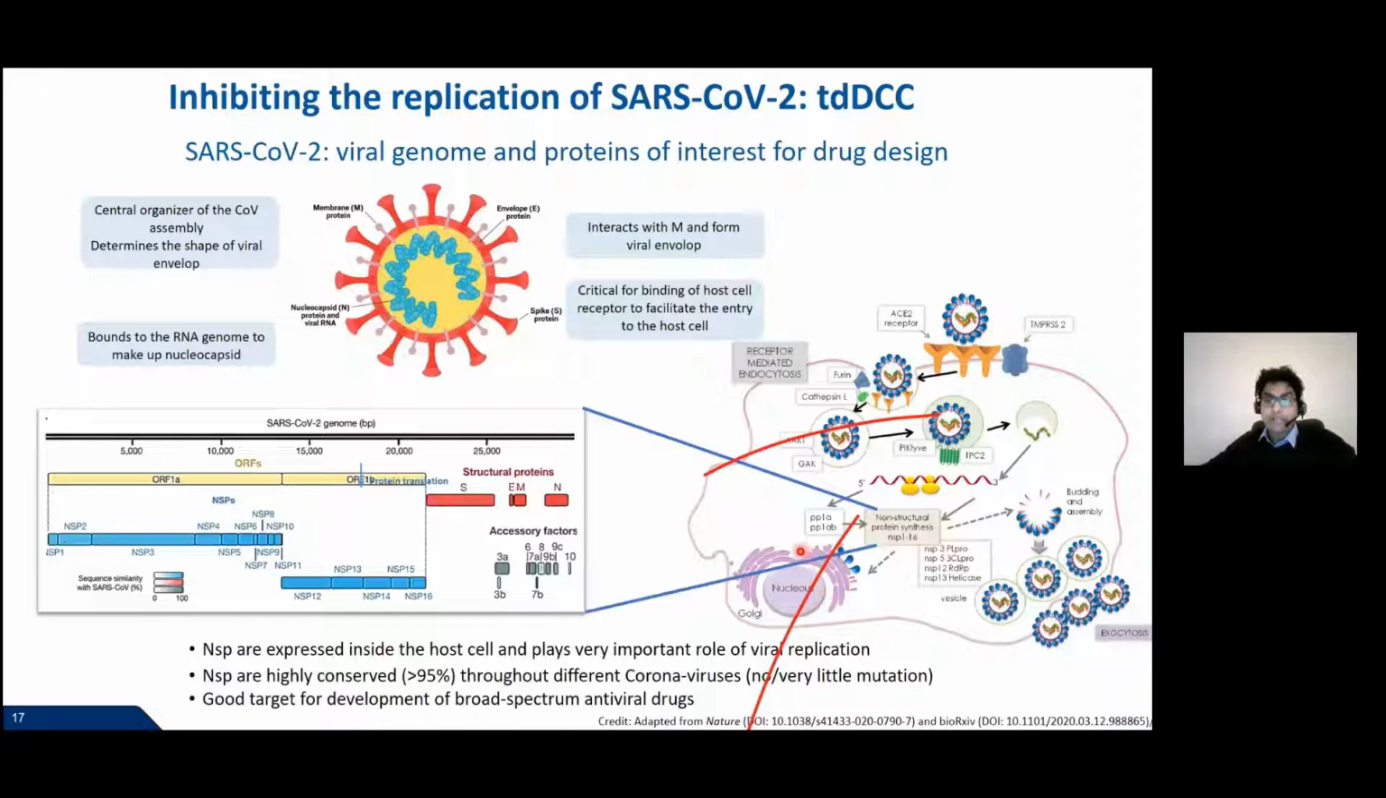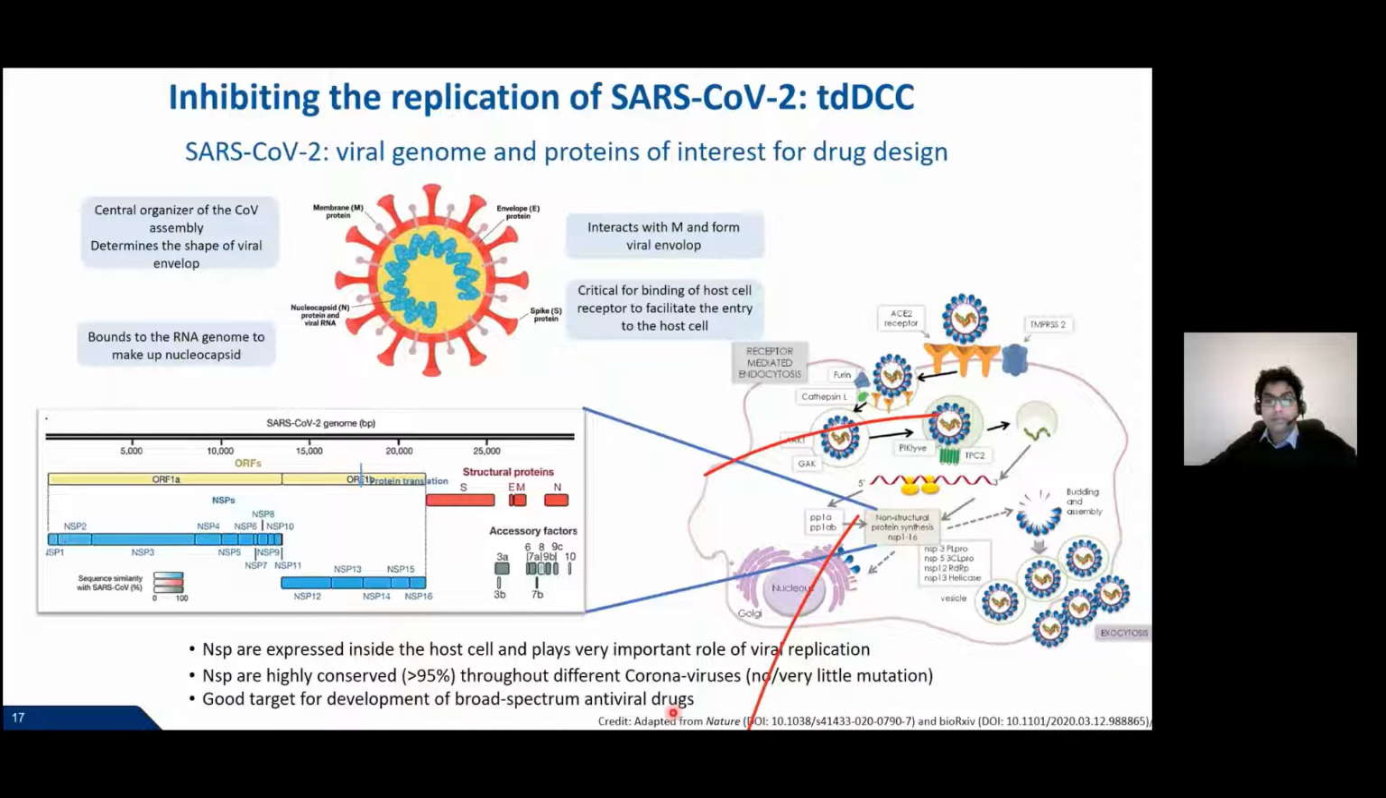Because if we prepare a drug for a non-structural protein to inhibit its function, if I am talking about the preparation of a drug, that means I'm talking about preparing chemicals which can inhibit, which can stop their function, which is transcription, like breaking of RNA, and replication of RNA. So if we stop this function, we might have a chance to develop a broad spectrum antiviral drug.